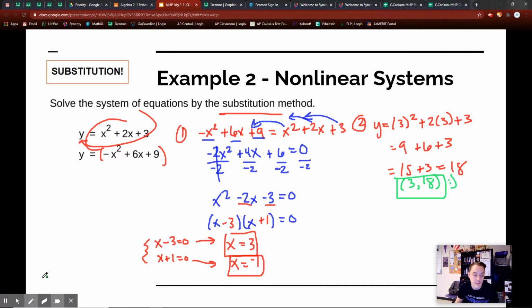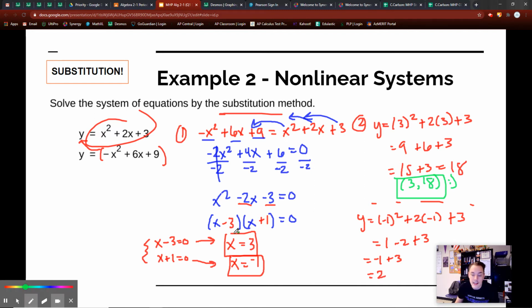Okay, now let's do the other one here. So -1. So y equals, let's plug it into the same equation, -1 squared plus 2 times -1 plus 3. Okay, this is just going to be 1. Anything squared is a positive. Minus 2 plus 3. This is -1 plus 3, and this equals 2. What does that mean for us? What does that mean as a point? That means I plugged in -1. I got out 2. This is my second answer.